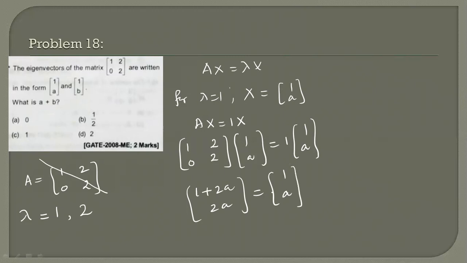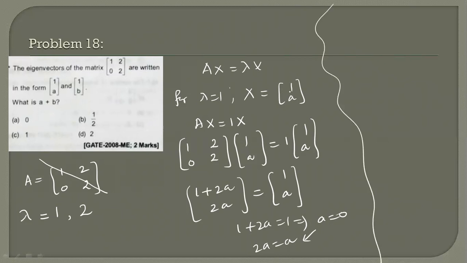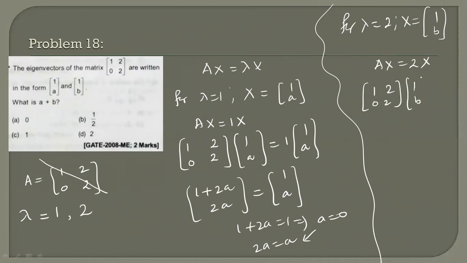Now, if you compare, you will get 1 plus 2a equal to 1 and 2a equal to a. If you solve here, a equal to 0, which also satisfies equation number 2, which means a equal to 0. Now, for lambda equal to 2, I am assuming the second eigenvector (1, b). Then Ax equal to 2x will give you [1, 2; 0, 2] (1, b) equal to 2 (1, b).